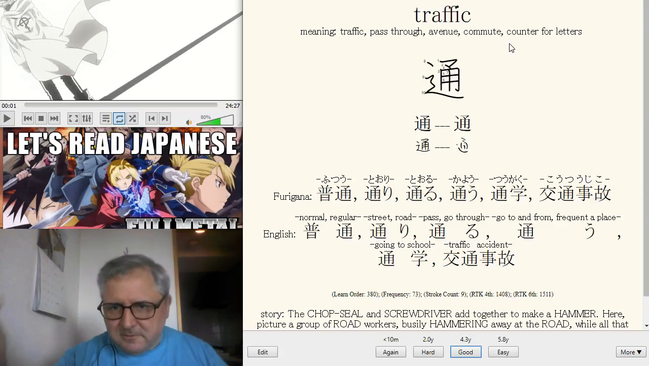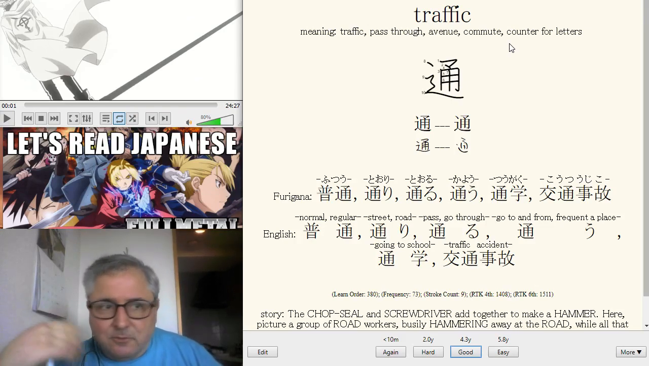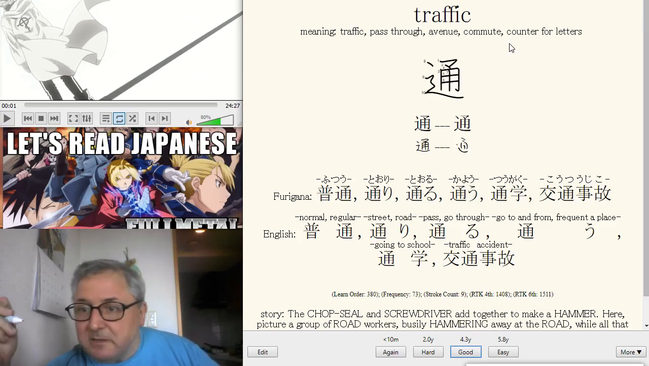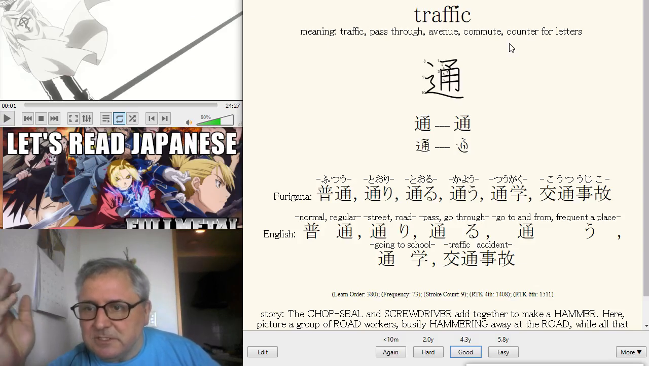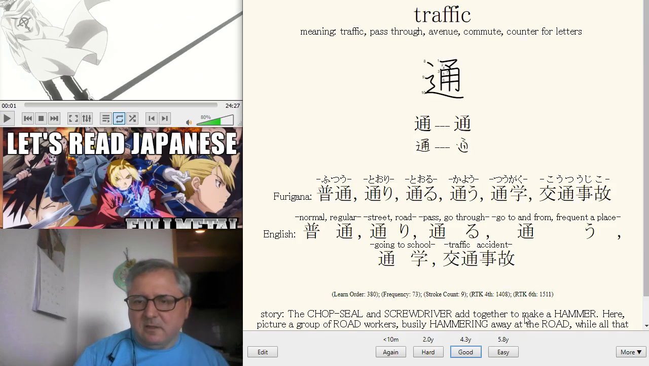All right, so we got futsu, normal, tori, to traverse street or road, toru, pass through something, kayou, to attend something, go, tsūgaku, that's tsūgaku, what is that? Going to school, okay. Kōtsū jiko, that's just a traffic accident. All right, cool. Next.